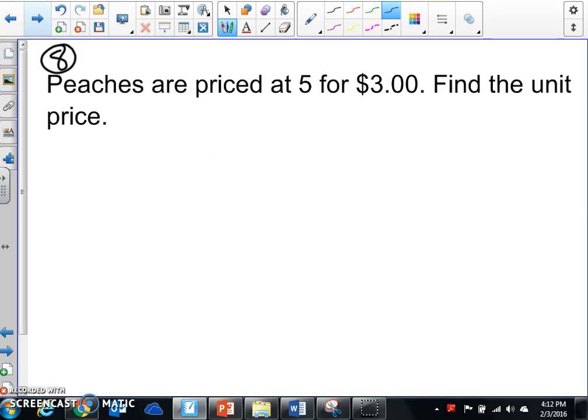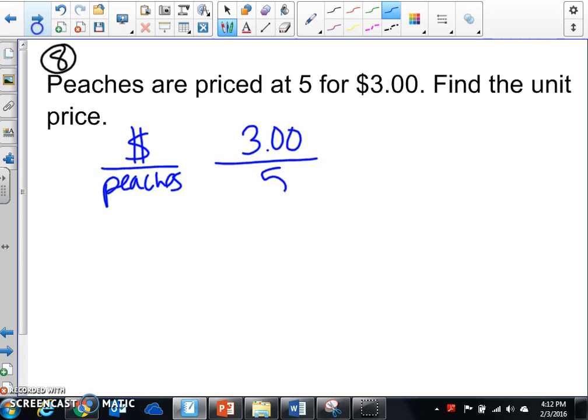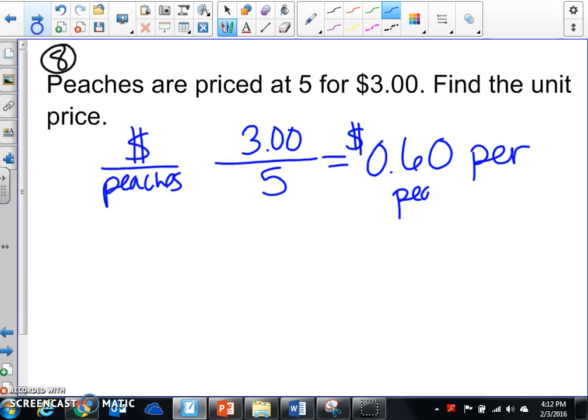All right, number 8. Peaches are priced at 5 for $3. Find the unit rate. Remember, it's always money over whatever. So in this case, it's money over peaches. So $3 for 5. All I got to do is divide that. So I get 0.6, which is 60 cents per peach.